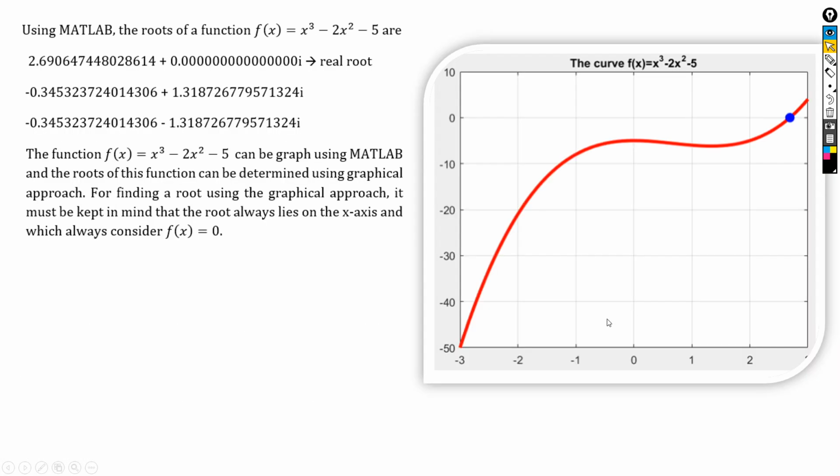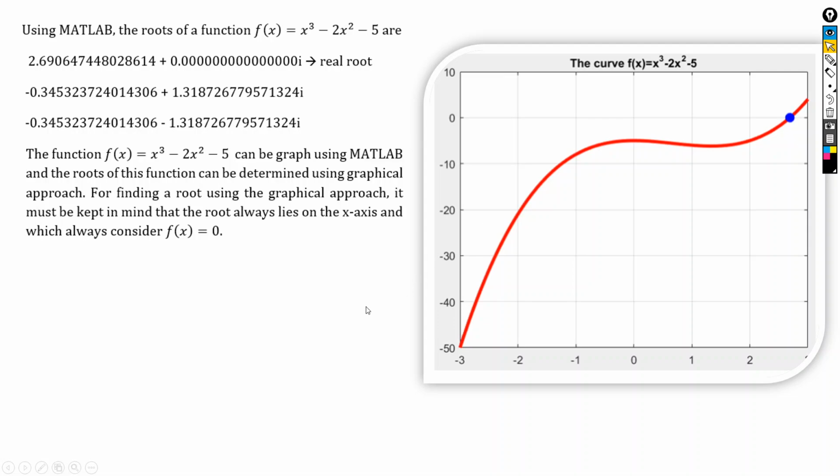Okay, so let us continue. This is the graph of the function x cubed minus 2x squared minus 5. Using MATLAB, the roots of the function are this one. This is the real root, and what we have found here using Muller's method are the complex conjugate roots of this function. The function can be graphed using MATLAB, and the roots can be determined using the graphical approach. This is the y-axis and this is the x-axis, meaning the root always lies on the x-axis, and this only represents the real root.